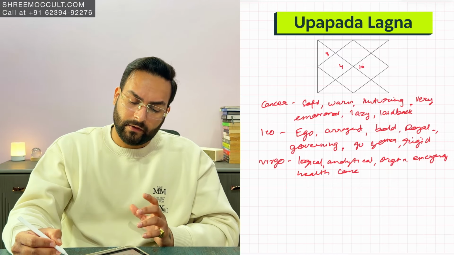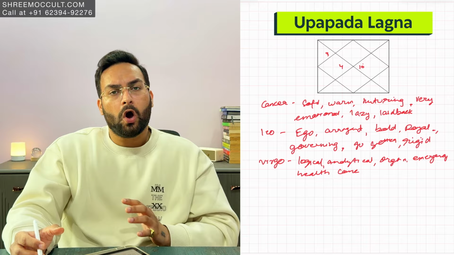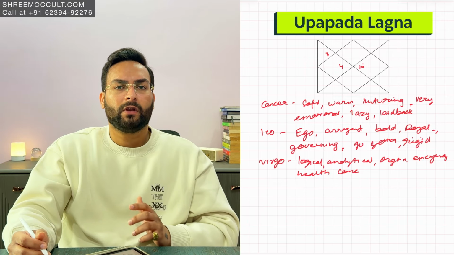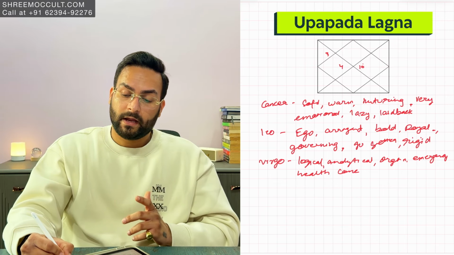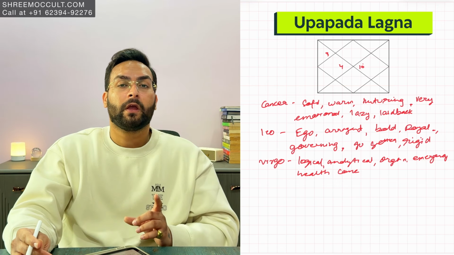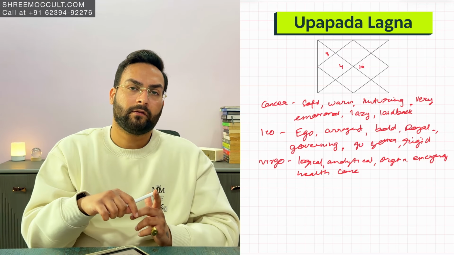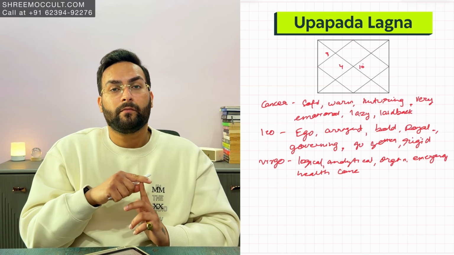Another thing is that these are the type of people who are very much lost in their practicality. So you need to help them get out of it. Now, what can you do to improve a relationship if your Upapada Lagan goes in Virgo? The first thing is, you can help your partner get balance. Balance is very, very important for them.